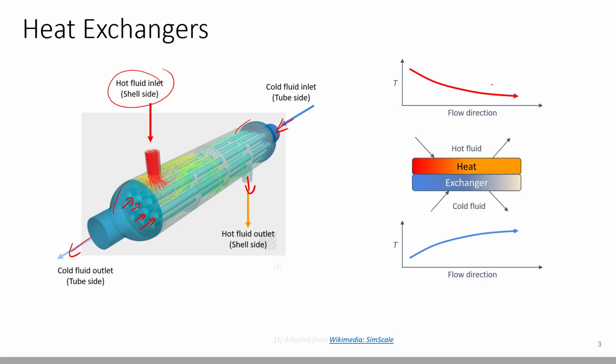Similarly, if we look at this graph, which shows the temperature variation across the flow direction, and consider the hot fluid, the flow direction is in this direction. Initially the hot fluid will be at a higher temperature. As we move in the flow direction, the temperature will decrease. That is what is shown in this temperature profile. Similarly, for the cold fluid, as we move along the flow direction, the temperature of the cold fluid will increase.